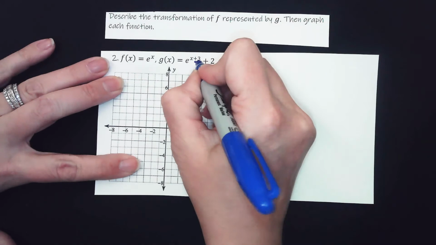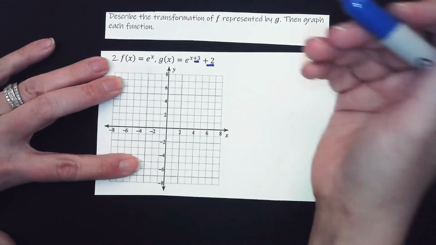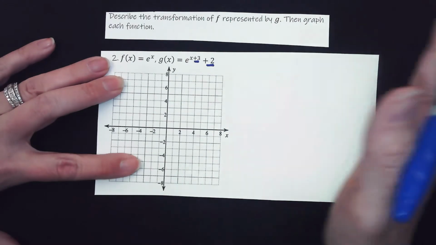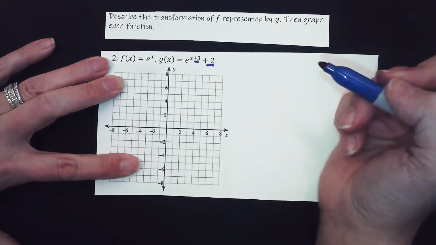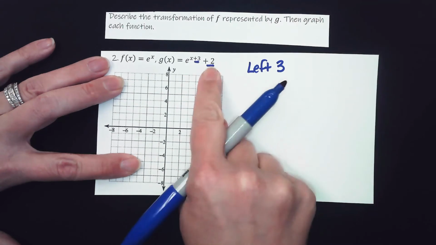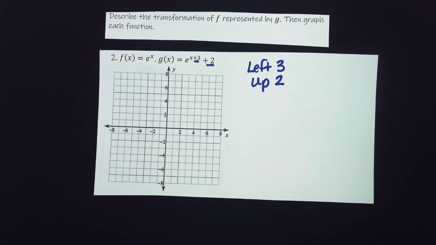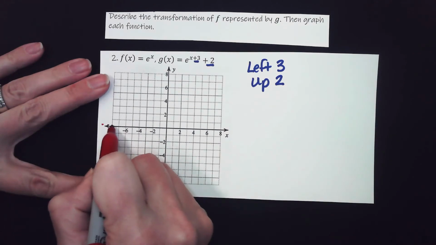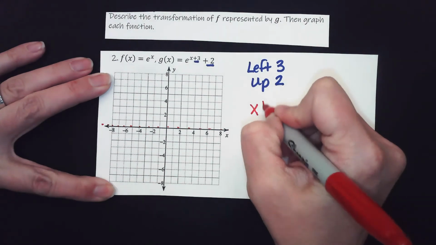So it's got this plus 3 and a plus 2. That plus 3 is grouped with x, therefore we do the opposite. If it's grouped with x, it moves us left and right. And since it says plus 3, we actually go where x goes minus 3, which is to the left. So we're going to go left 3. This plus 2 on the end moves us up 2. I'm going to start by graphing the parent function. Remember it has an asymptote along that x-axis, so I don't want to cross that. And I'm going to get some points.